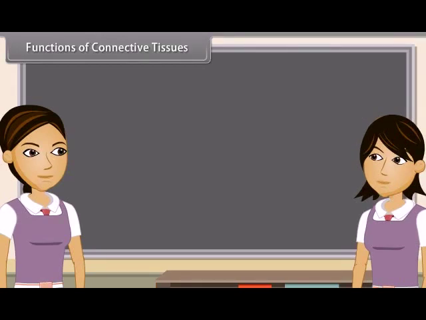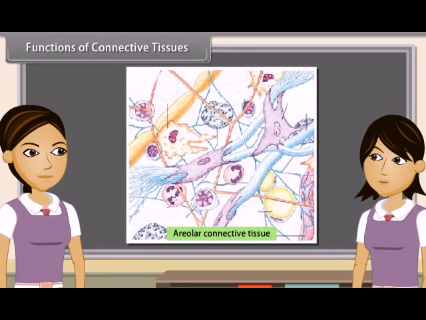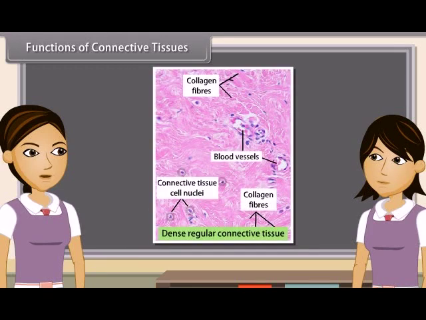Functions of connective tissues. Areolar connective tissue is supporting and packaging tissue between organs lying in the body cavity. It repairs the tissues after an injury, fights toxins and fixes skin to underlying muscles. Dense regular connective tissue strengthens the joints and permits normal movement.